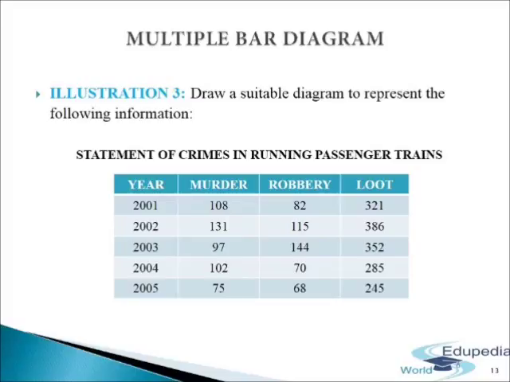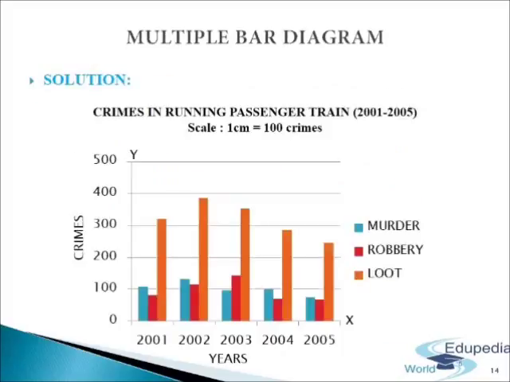Let us discuss one illustration for better understanding. In the following illustration, we have to draw a diagram for the following information, that is statement of crimes in running passenger train. From the given data, let us prepare a multiple bar diagram.